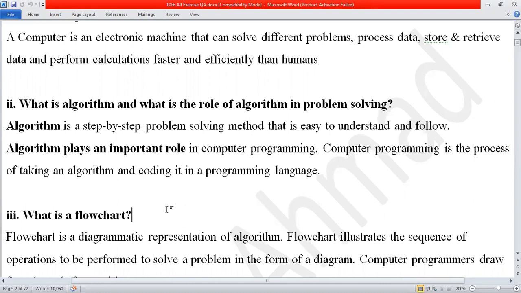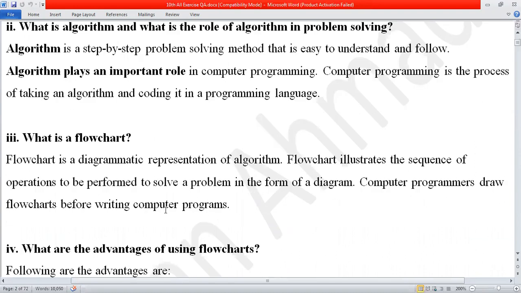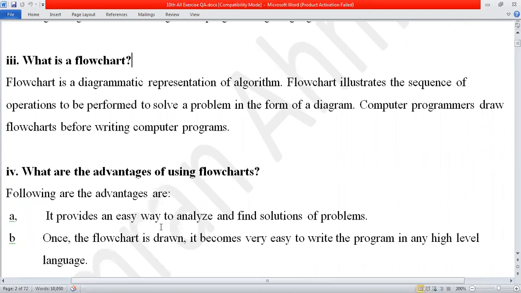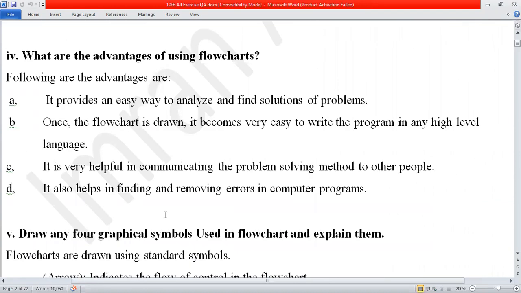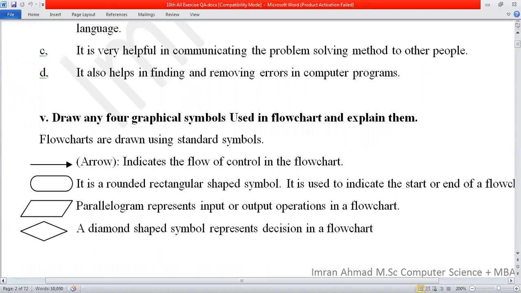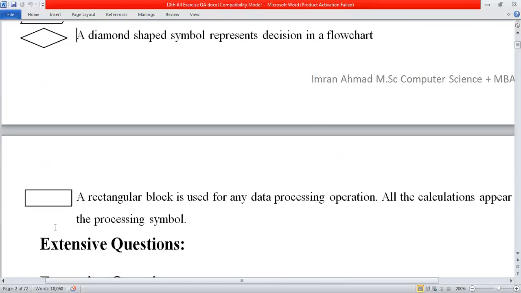The next question was, what is a flowchart? We discussed this topic yesterday. What are the advantages of using a flowchart? After that, the symbols which are used for drawing a flowchart: the arrow symbol, rounded rectangular shaped symbol, parallelogram, diamond shape, and the last was the rectangular block.